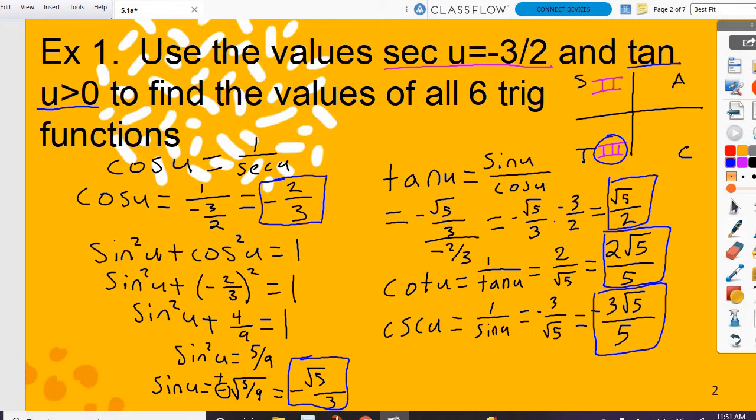So that's my 5 remaining, right? And they gave us secant to start with, so that's all 6. Agreed? Questions on any of those?